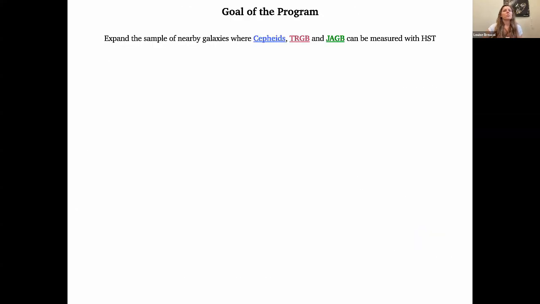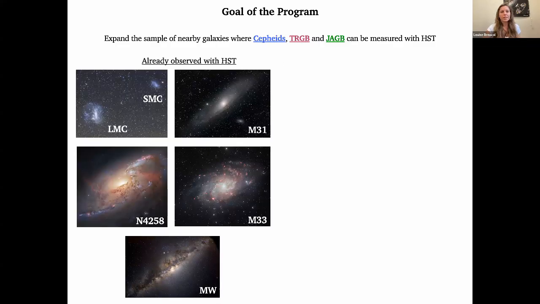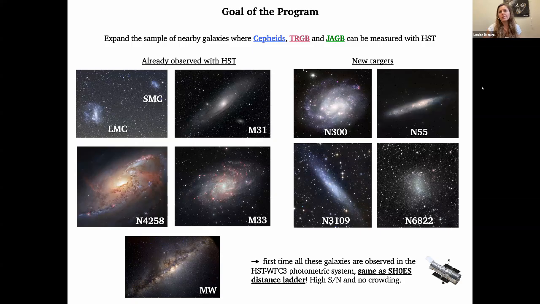So the goal of this program is to expand the sample of nearby galaxies to observe Cepheids, TRGB, and JAGB consistently. So these are the few galaxies that we have observed. At least we have the Cepheids, and in some of them we also have TRGB and JAGB. And the goal is to add these new targets consistently, again, in the same set of filters, which is the HST WFC3 system, the same as the SHOES team, so very consistent, and to take advantage of the low crowding and high signal to noise.